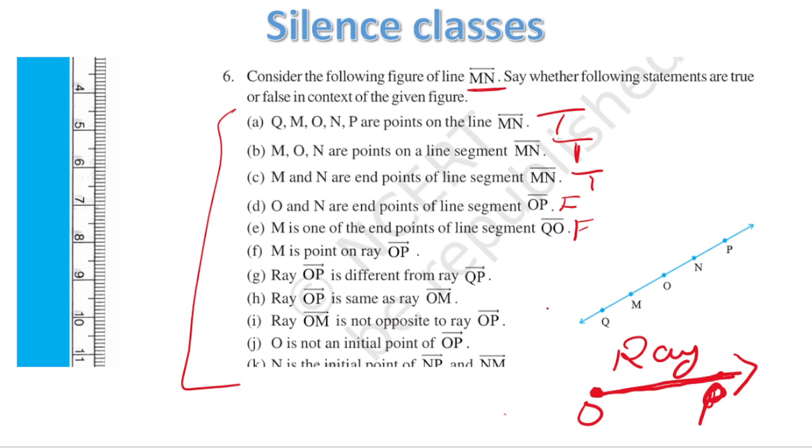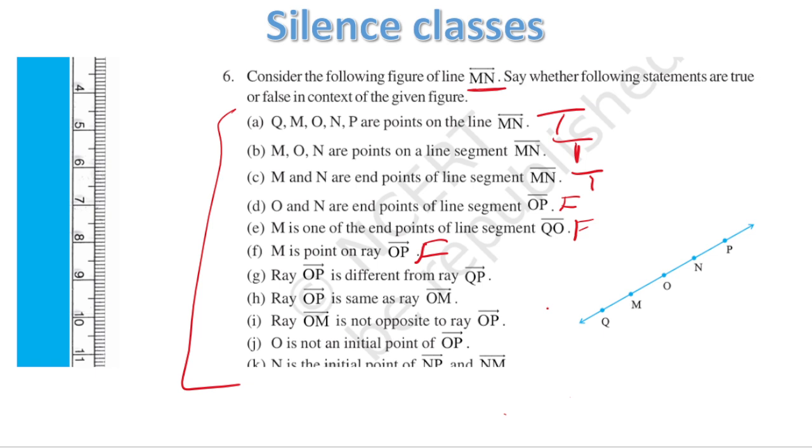Okay, the ray has a starting point, which means we are taking O as the starting point, so we cannot move further in the other direction like this. We are starting and moving this way towards P, not towards Q. So is M a point on ray OP? No, it is not. It is false.